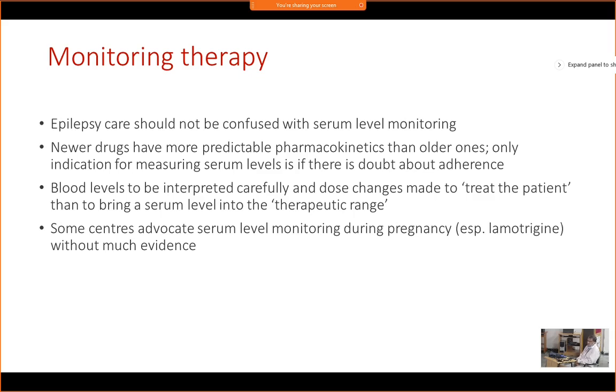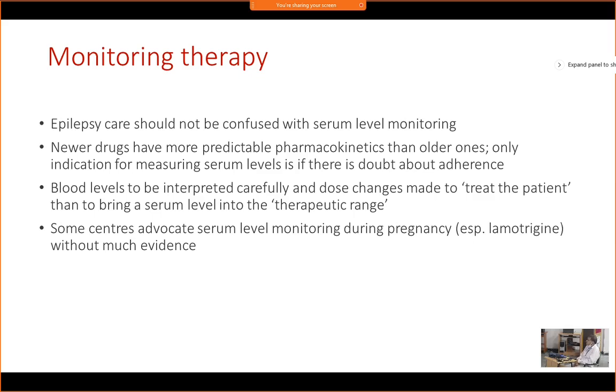The same thing goes for treating hypertension. You don't treat the column of mercury. You treat a patient suffering from blood pressure. Similarly here, you treat the patient with epilepsy, even if the level does not reach the therapeutic range, but the person is controlled with that particular drug. Don't try to increase the dose. Let it continue. So this is more empirical than putting it in a more analytical form of treatment.